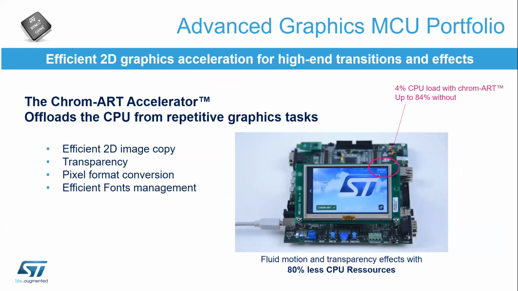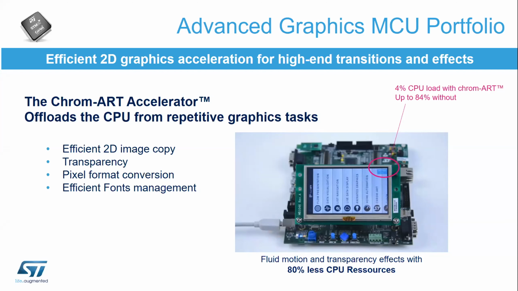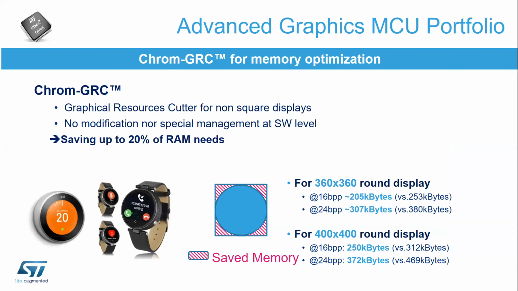MCU-like products. And so we are adding some smart hardware acceleration, especially our ST Chromart, that is accelerating the 2D copy, the transparency effects, pixel format conversion, and also is helping to efficiently manage the fonts. And so with this kind of acceleration, you can now have a fluid graphic UI with only 4% of the CPU used, while before it needed more than 80% of the CPU.